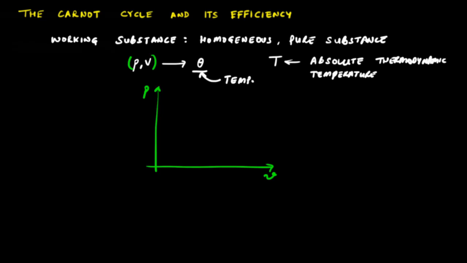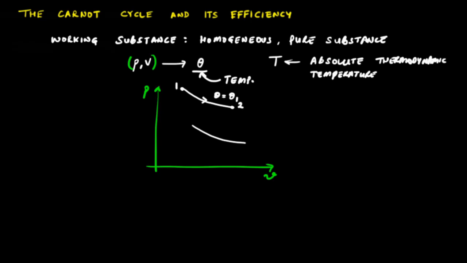So the Carnot cycle consists of two isotherms. This is the first isotherm, and this is the second isotherm. Let's say you are initially at state 1, then first you expand this fluid while going from state 1 to state 2 while keeping temperature constant, and let's say this temperature is kept constant at theta equals theta 1.